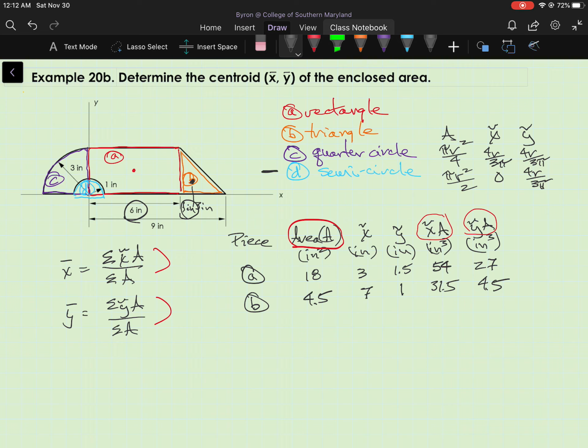Okay, now I have my quarter circle, C. The area of the quarter circle, it is 4r over 3 pi. I'm sorry, that's incorrect. It's pi r squared over 4. So if we plug in the radius of that quarter circle, 3 inches, we will get 9 pi over 4, and I'm just going to leave it like that and do the math later.